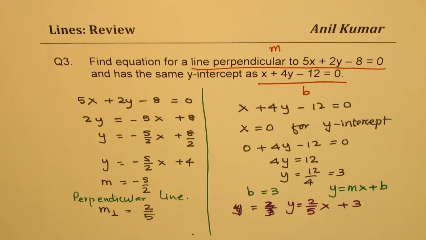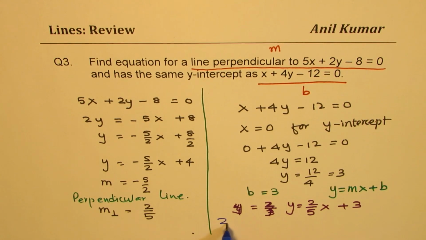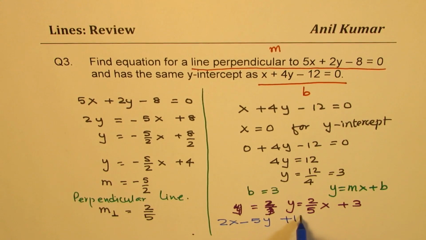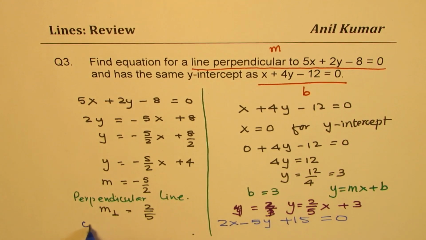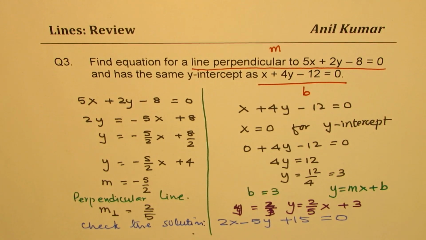Again, you could write this in standard form by multiplying by 5, correct? In that case, you'll get your answer as 2x minus 5y plus 15 equals 0. I'd like you to do it yourself and check the solution. Let this be an exercise for you.